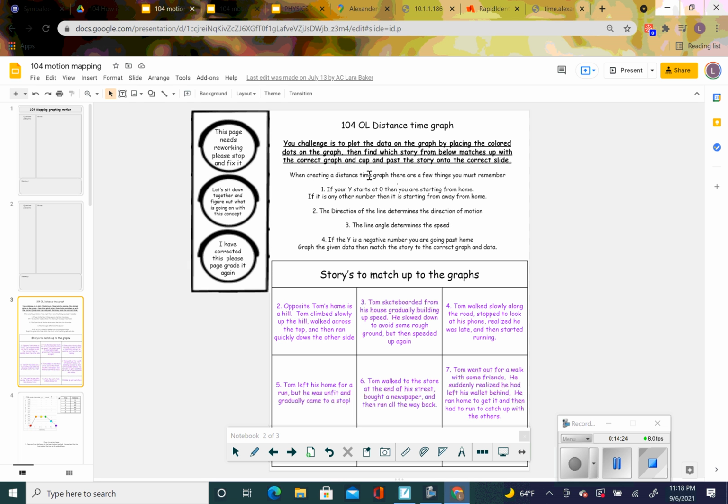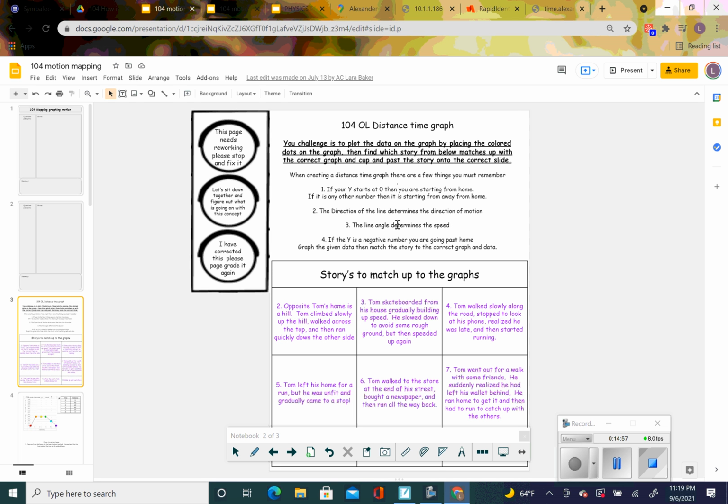When creating a distance time graph, there are a few things you must remember. If your y starts at 0, then you are starting from home. If it is at any other number, then it is starting away from home. The direction determines the direction of motion. If it's going upwards, it's moving away from home. If it goes downwards, it's moving towards home until it crosses the x-axis. If it crosses the x-axis, then it moves past home.